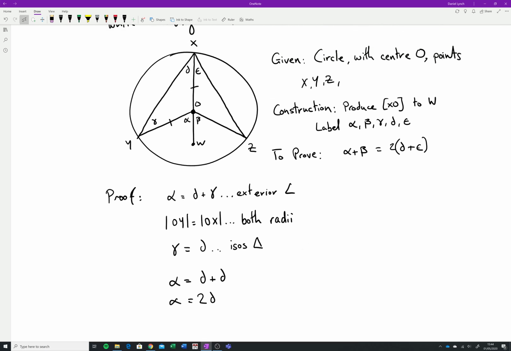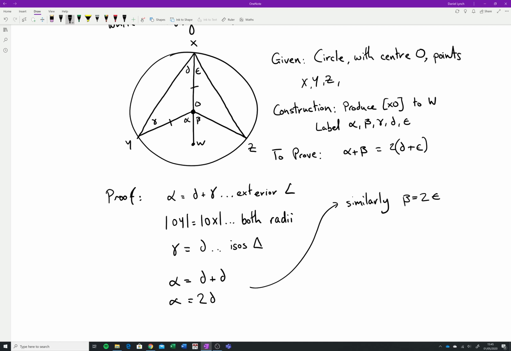Okay? What you would now say, I'm going to start writing it over here. What you would now say, my favorite word in maths, similarly, meaning we don't have to do all the same thing again, but we could if we wanted to, we don't. Similarly, it must be true, therefore, that beta is equal to 2 epsilons. Yeah, so just having a moment where I was going through the Greek alphabet, alpha, beta, gamma, delta, epsilon. Yeah, I think that's right.